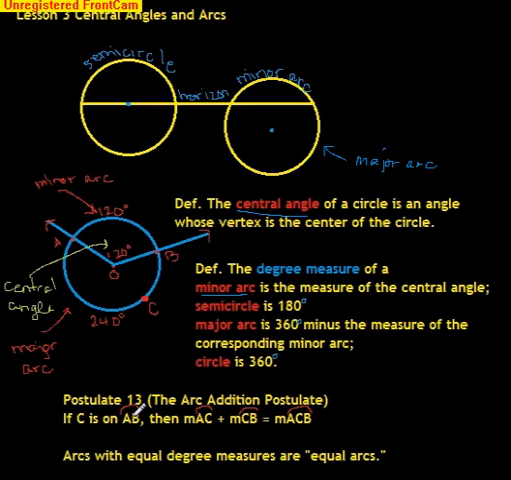Here's our first postulate for this lesson. Postulate 13 is the arc addition postulate. It says if C is on arc AB, here's C right here, and they do arcs by putting this little arc symbol above it, then we can add the two arcs together. Arc AC plus arc CB equals the measure of arc ACB. And arcs with equal degree measures are equal arcs. So that's pretty much common sense. Just like line segments, we can add parts of the line segment to the whole line segment.